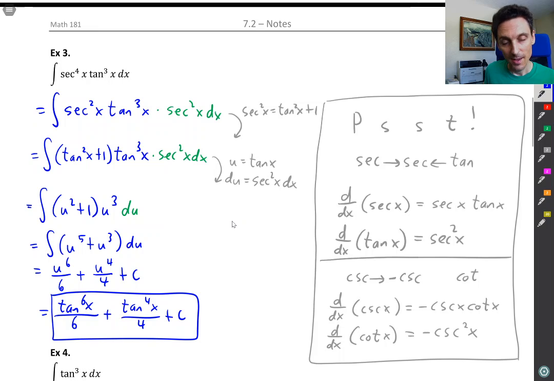Great. Now you might be asking, would it work if we saved a secant x tangent x? And the answer is yes, it could work out. And I'll leave that to you to give it a try. Your answer will look a little different. It'll be in terms of secant. But if you use a bunch of trig identities, you can eventually get from this answer here to the answer that you would get if you used a substitution with secant x.